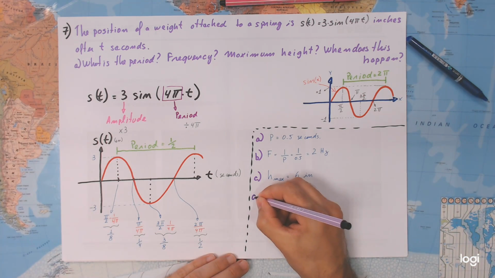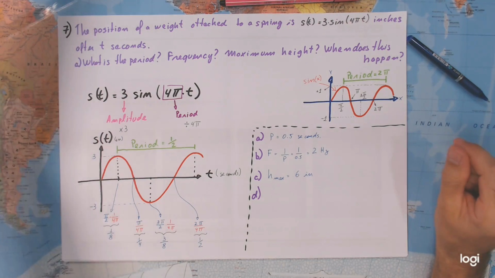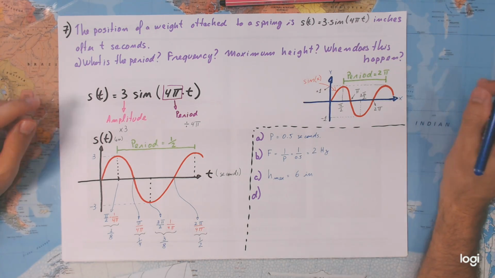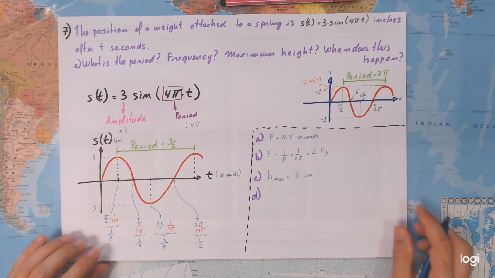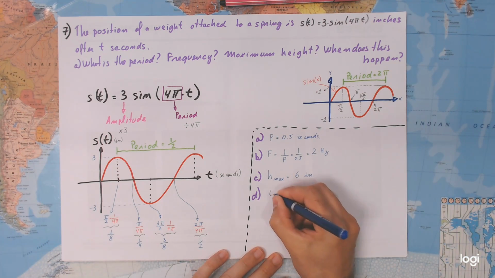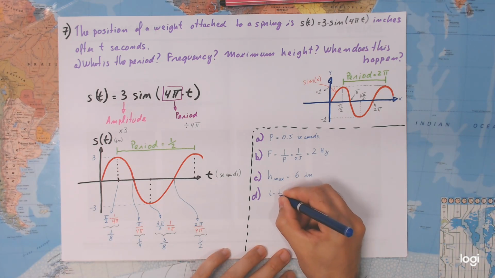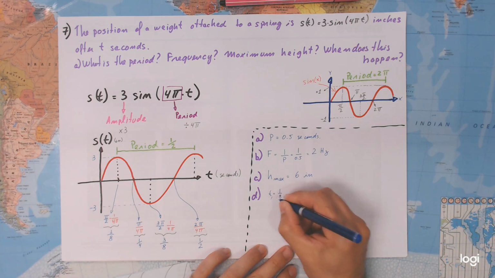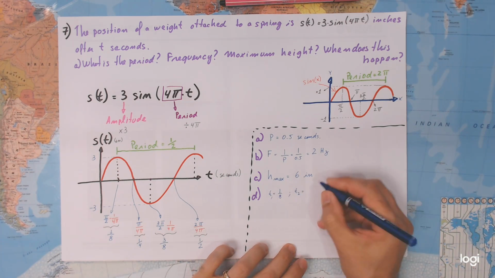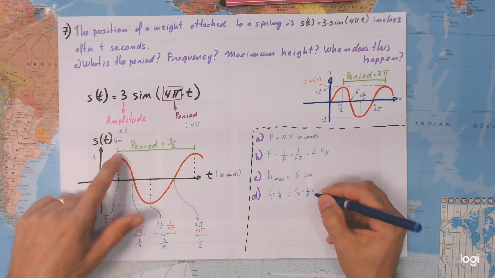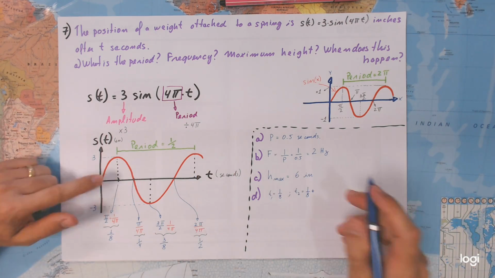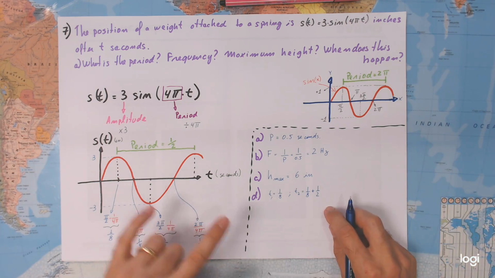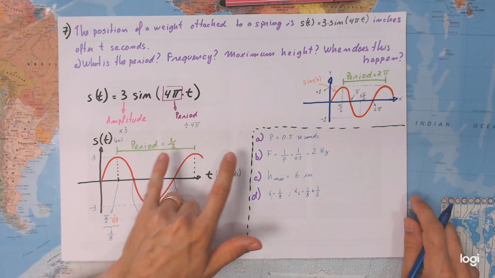And when does this happen? Meaning, when is it going to get maximum height? Well, it is going to happen at t equals 1/8 of a second. Then at t2, 1/8 plus half, right? Because after half a second it is going to reach the height again, and so on. Every half second it is going to reach this maximum.